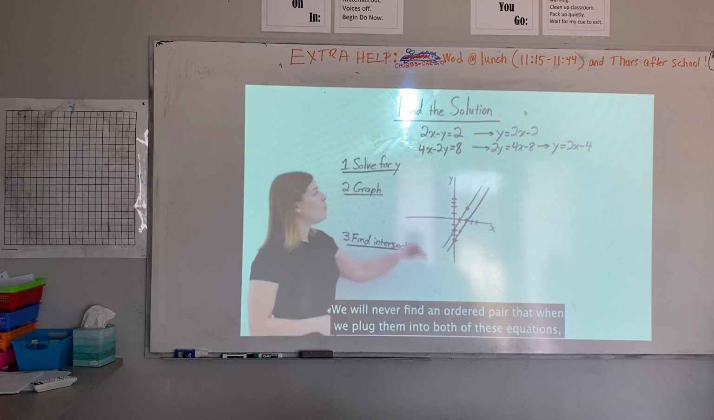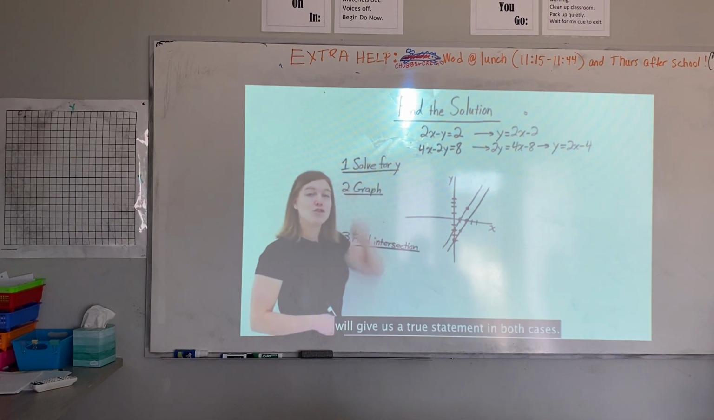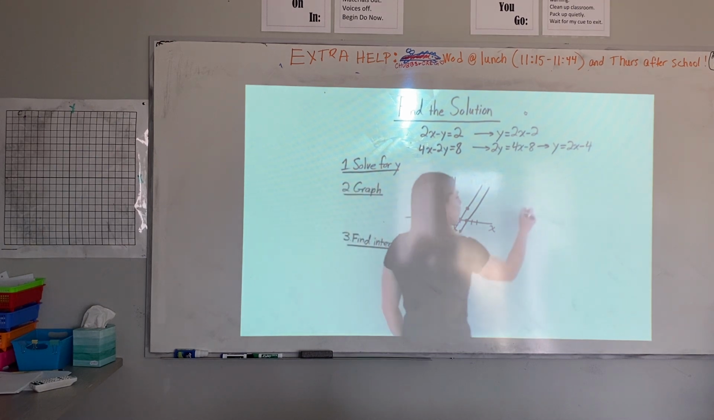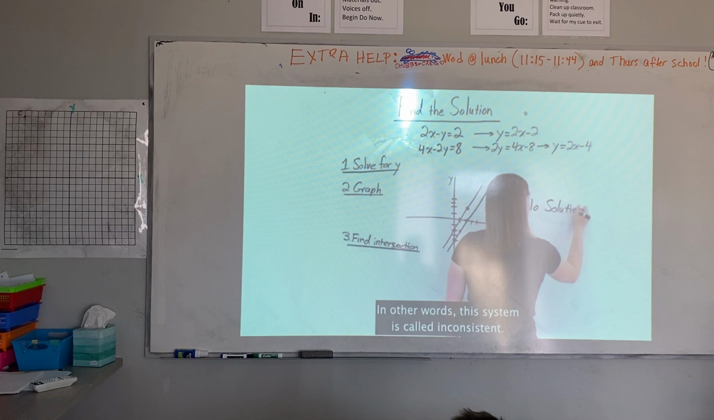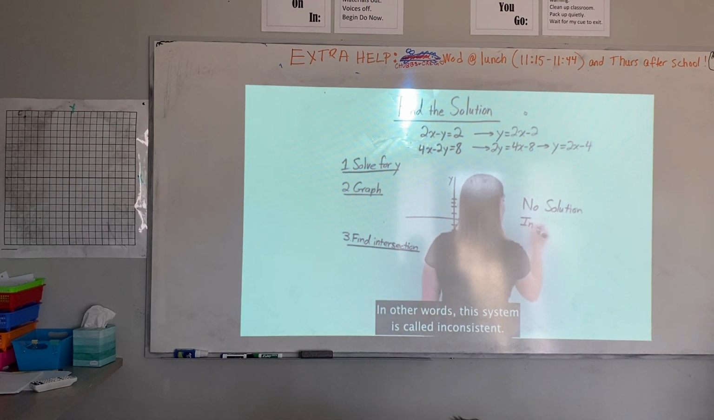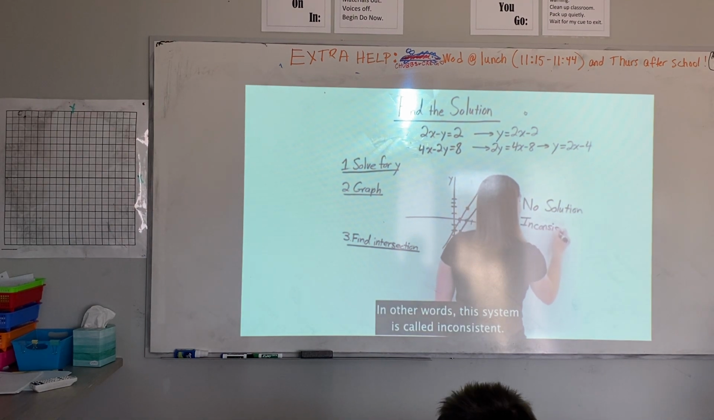We will never find an ordered pair that when we plug them into both of these equations will give us a true statement in both cases. So our system has no solution. In other words, the system is called inconsistent.